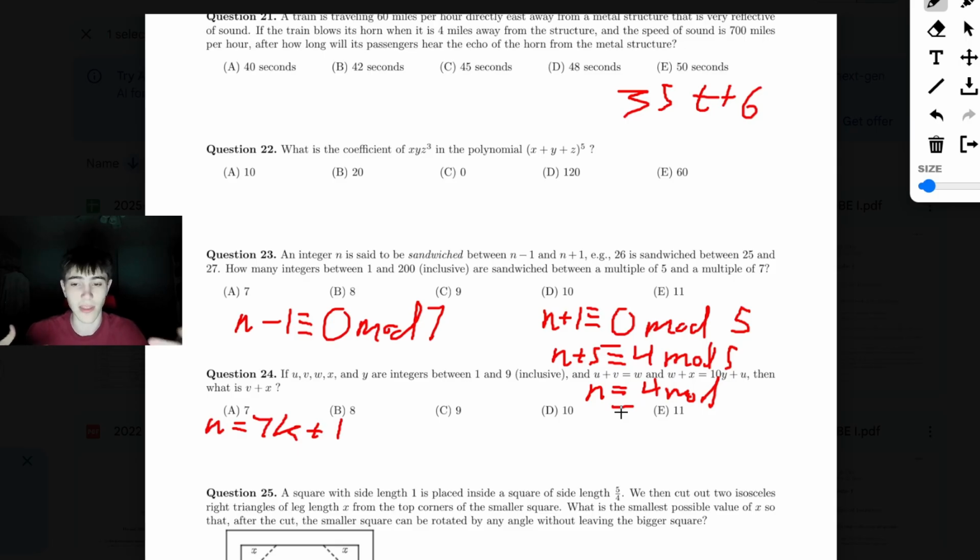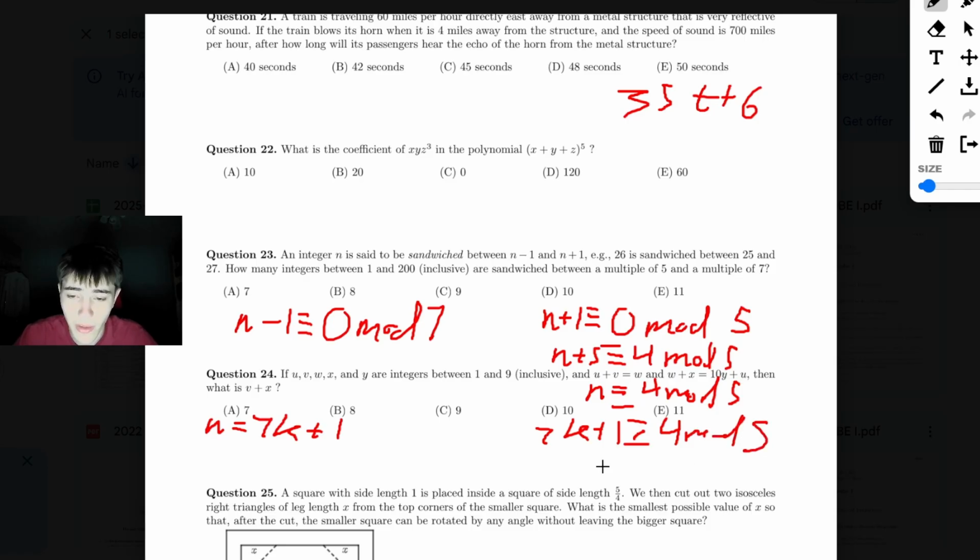But I'm just trying to communicate the idea that whenever you have a multiple of k, mod k, then that term goes away, because it's always divisible by k, so it doesn't leave a remainder. So that's why we can turn it into 0. Okay, so n is congruent to 4 mod 5. That means that 7k plus 1 is congruent to 4 mod 5. And then 7k would be congruent to 3 mod 5.